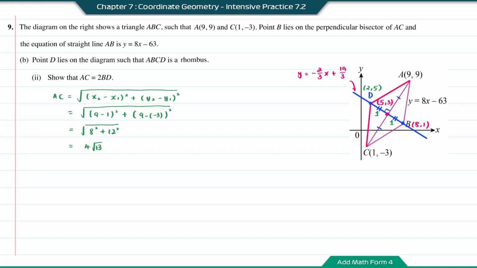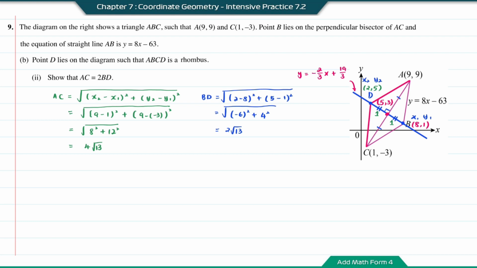And next we're going to find the length of BD. So using the same formula, the length BD will be square root of (2 minus 8) squared plus (5 minus 1) squared. So this is equal to square root of negative 6 squared plus 4 squared. So the answer here is 2 square root 13.